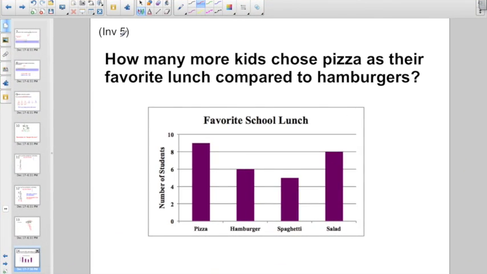Check out this guy coming at us from Investigation 5, the old bar graph. How many more kids chose pizza as their favorite lunch compared to hamburgers? Well, let's read our bar graph here. Pizza seems to be halfway between 8 and 10. So how many kids chose pizza? That looks to me to be 9. Let's take a look at hamburgers. Hamburger goes right up to the 6th line.